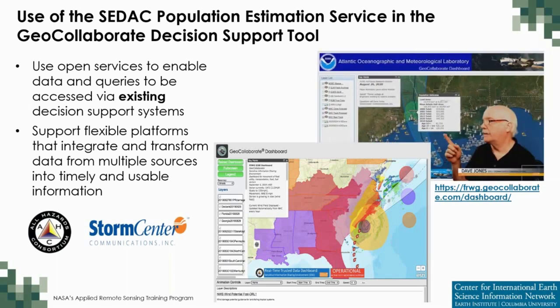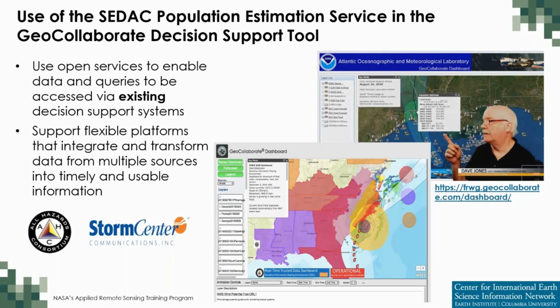So that allows any user to figure out, well, how many people are in the path of this hurricane or are under a National Weather Service warning area. And that might help first responders and others start to figure out how high the risk is and what they might need. This is being implemented now for the National Weather Service and other NOAA centers.